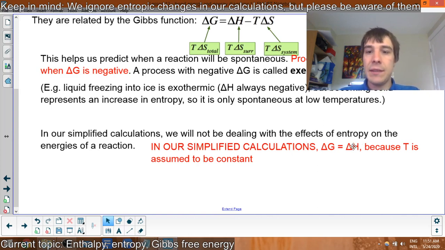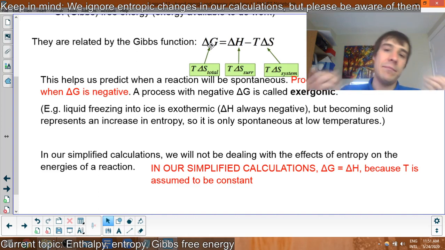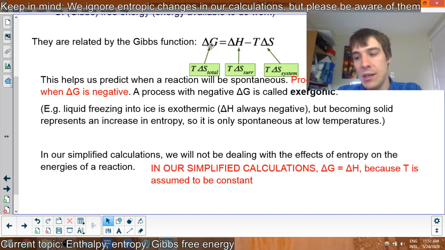We're not going to be dealing with these effects. In our simplified calculations, we're going to keep T constant, and we're not even going to bother thinking about delta S at all. So the change in Gibbs is going to be approximately equal to the change in thermal energy in our simplified course. But just be aware, they're simplified. It gets more complicated when we get to higher level chemistry.